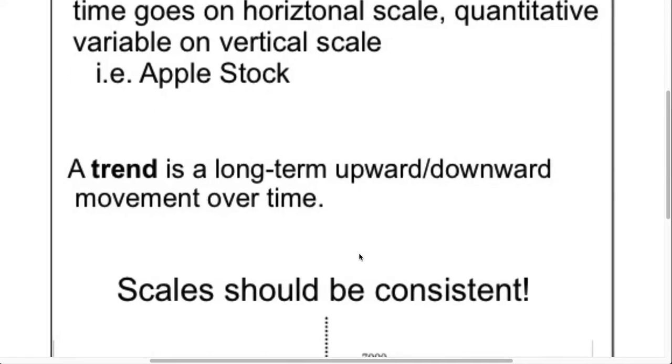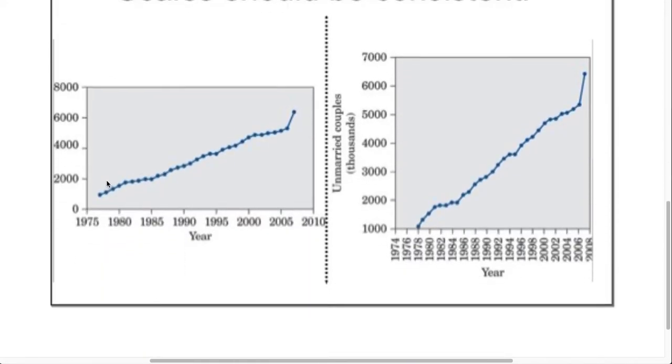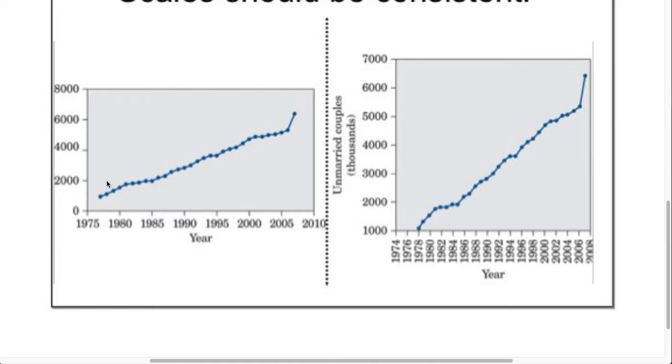And when we look at line graphs, we are looking for trends, which is a long-term upward or downward movement over a certain period of time. Okay? But we need to make sure that our scales are consistent. Here shows the same two sets of data, but notice that the data on the right looks a lot different than the data on the left.